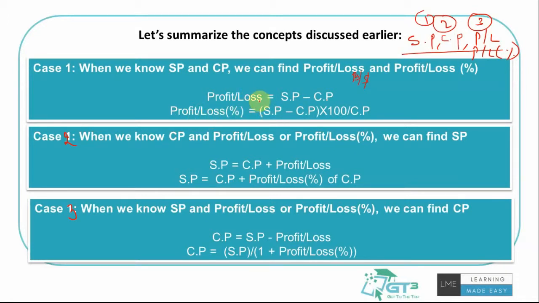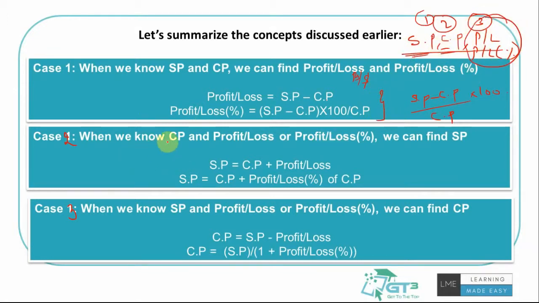The profit or loss percentage is the selling price minus cost price by cost price into 100, right? So I can find it if I get information giving me selling price and cost price and ask me to find these parts. This is how I find it, right?